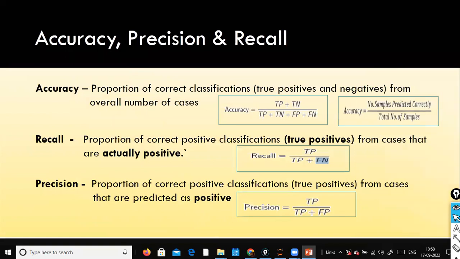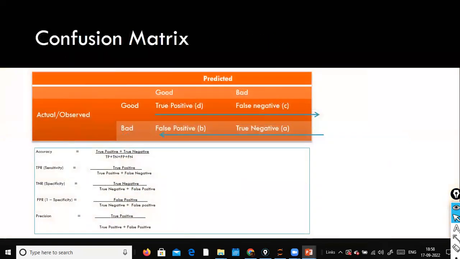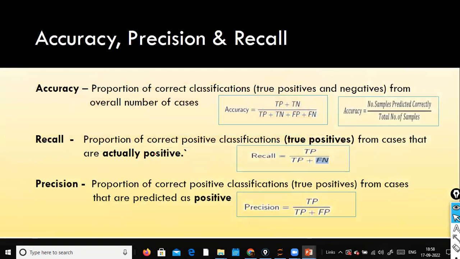So we already discussed accuracy. What is accuracy? True positive plus true negative. You need to add these two values and divide by all the values, and you will get accuracy. The true positive rate is sensitivity and the true negative rate is specificity. False positive rate is 1 minus specificity. This is the formula that we use. And we discussed when to use accuracy and when it is not appropriate. What is recall? What is precision?